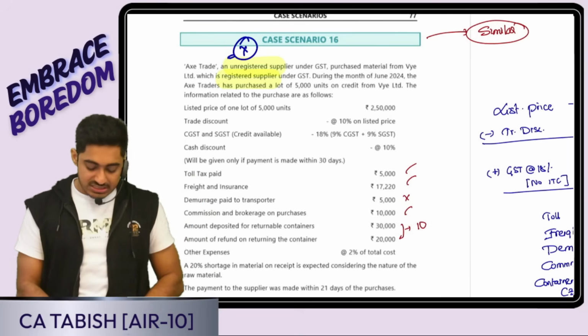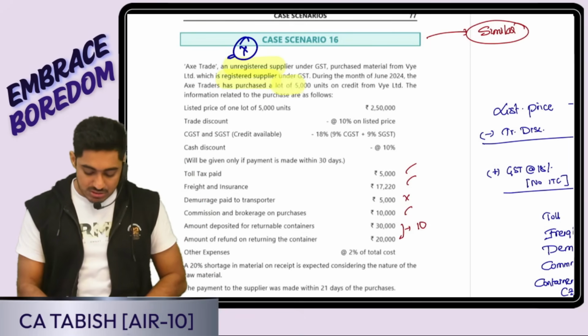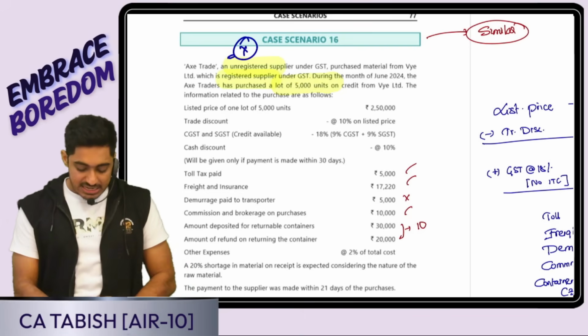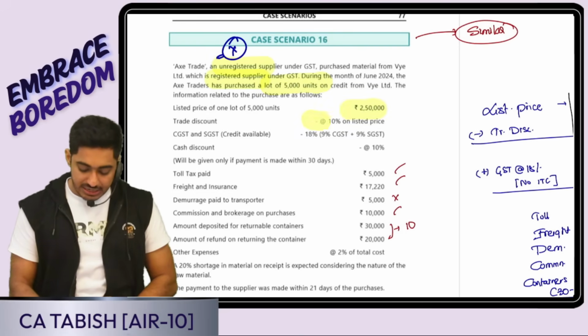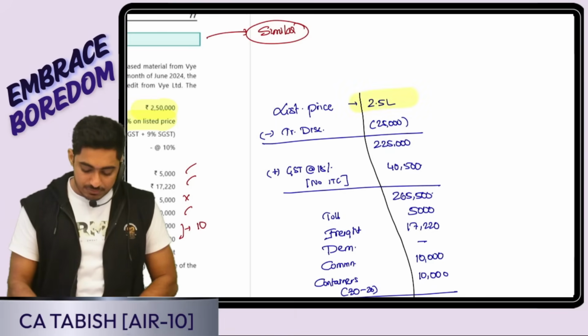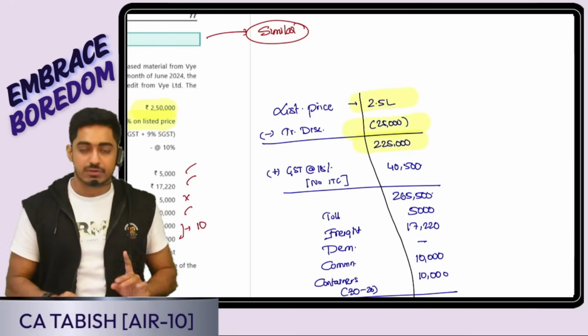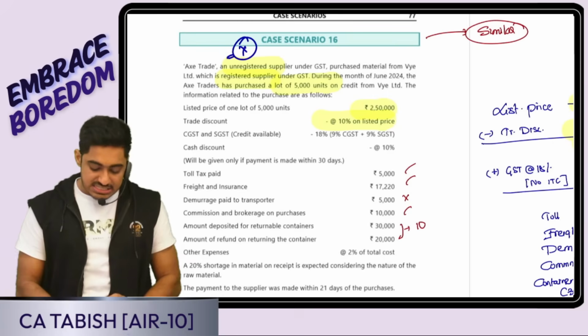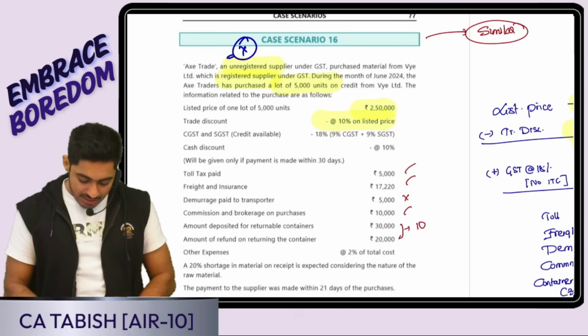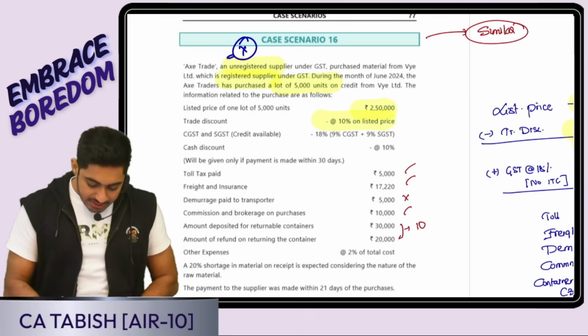During the month, X trader had purchased a lot of 5,000 units. The listed price is 2,50,000. Trade discount 10%, so 2,50,000 minus 10%, which is 25,000. Net I am getting 2,25,000. Yes or no, everyone? Perfect. CGST, SGST credit available. Wait a minute.